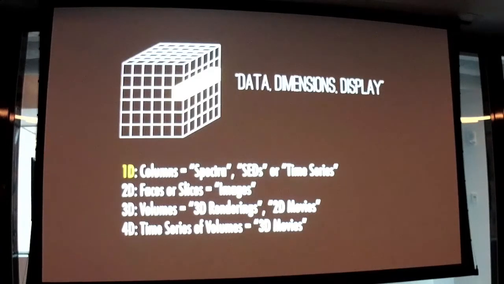Okay? But the important thing is that if you make a 1D cut through that, that's called a spectrum or a spectral energy distribution, or if the other dimension was time, it would be a time series. Okay? But importantly, you can think of the data as this high-dimensional cube, and a 1D cut through it just makes kind of an XY plot useful, right?